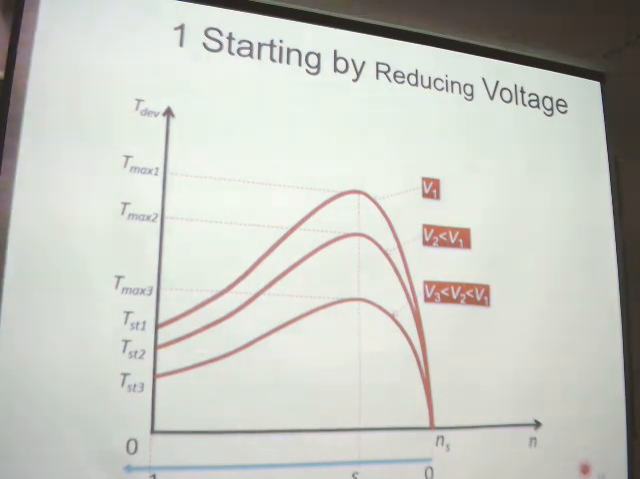So let's see this. This is the torque speed curve. We have just studied this curve. The three curves are for different voltages. So this starting method, we call the reducing voltage starting method.